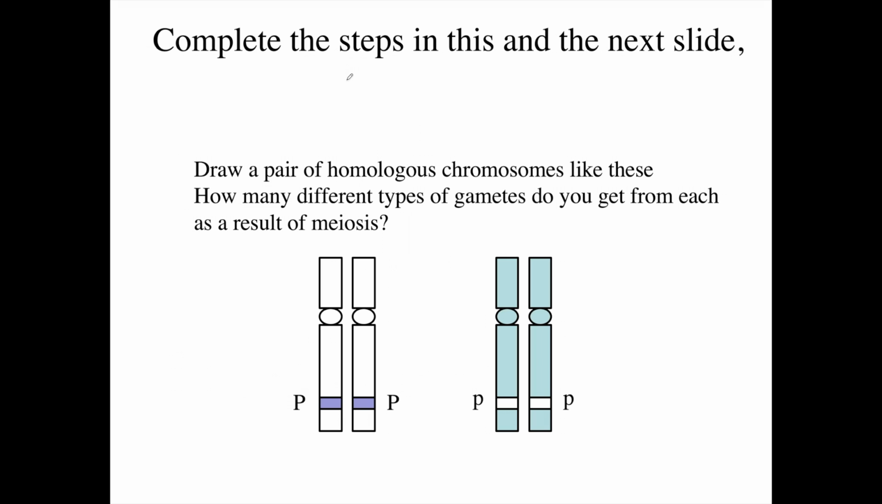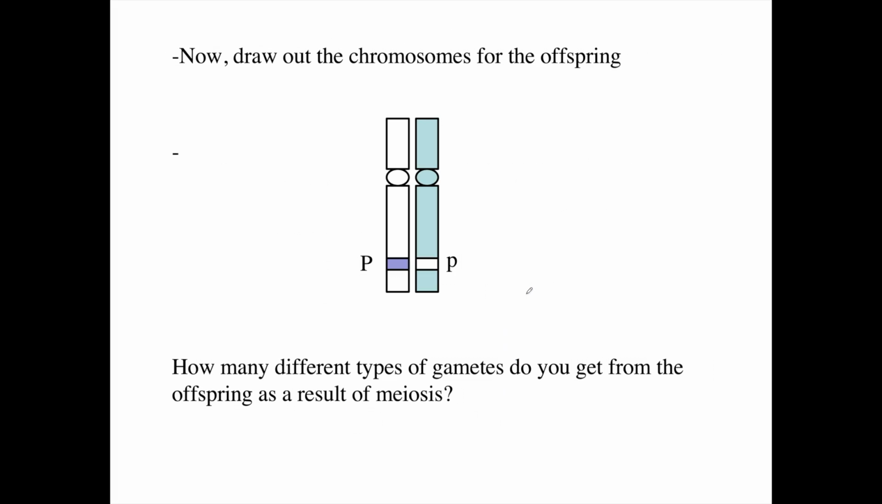Now, if you take the gametes that are produced from this parent and that parent, you're going to get the chromosomes for the offspring. I've already drawn it. So now you take this offspring and figure out how many types of gametes you would get from this offspring and draw it for yourself.